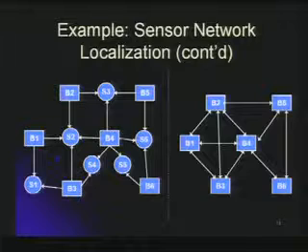Okay. So here I show one deployment of a sensor network, and the rectangle nodes represent beacon nodes. They know their own location. And the circles represent those common sensor nodes.